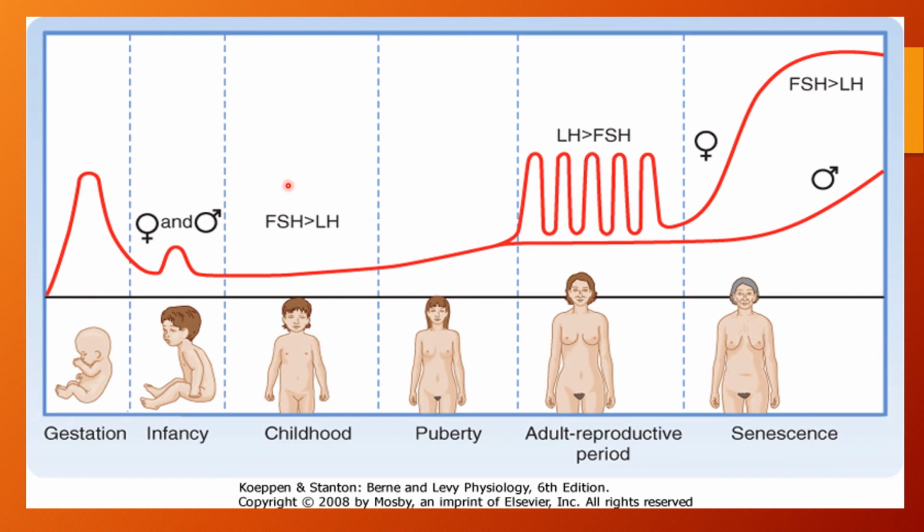It's noteworthy that during childhood, the level of your FSH is greater than your LH, but during the adult reproductive period, it now shifts, making the LH greater than your FSH. Okay. And later on in the senescence or menopausal period, it goes back again so that your FSH is still greater than your LH.